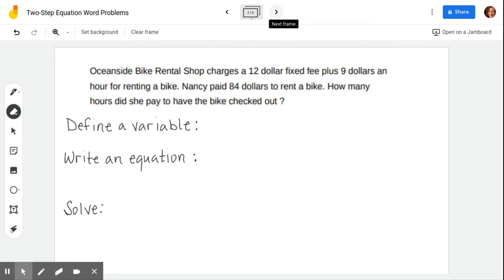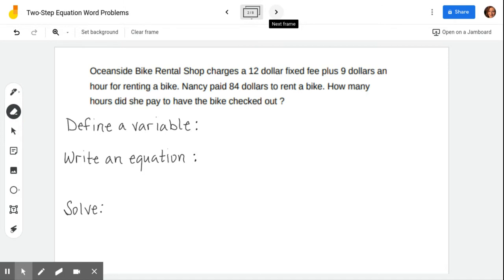So this problem says Oceanside Bike Rental Shop charges a $12 fixed fee. That means no matter how long you want the bike, you automatically have to pay $12. Fixed means it's a constant. Plus $9 an hour for renting a bike. Nancy paid $84 to rent a bike. How many hours did she pay to have the bike checked out?